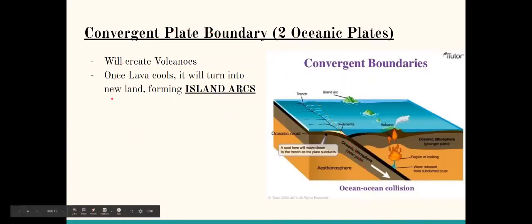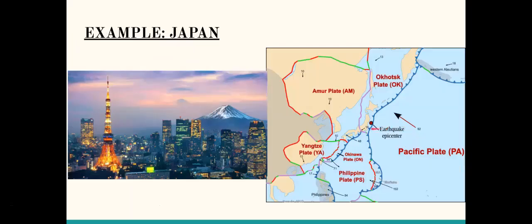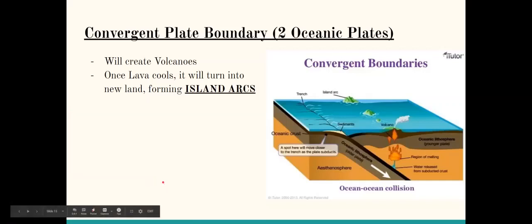Now, when you have a convergent plate boundary with two oceanic plates, this will be somewhere in the middle of the ocean. And what you're going to see is it will also create volcanoes. But once the lava cools, it will turn into new land, forming island arcs. So once the volcano erupts, the lava and magma will cool off, turn into rock, turn into new land, and then you'll get islands in the middle of the ocean.